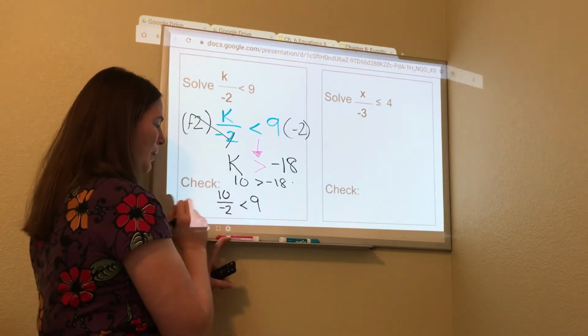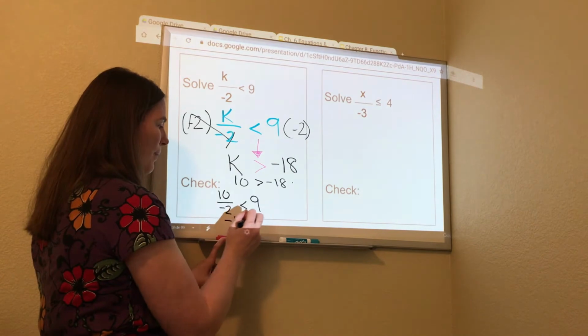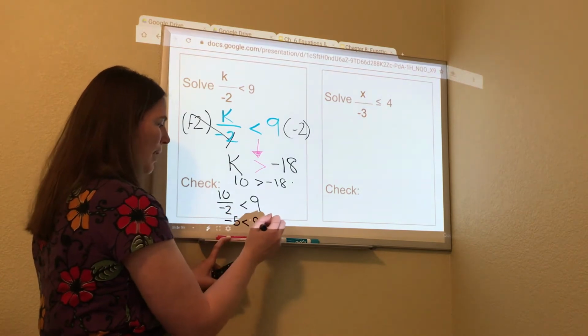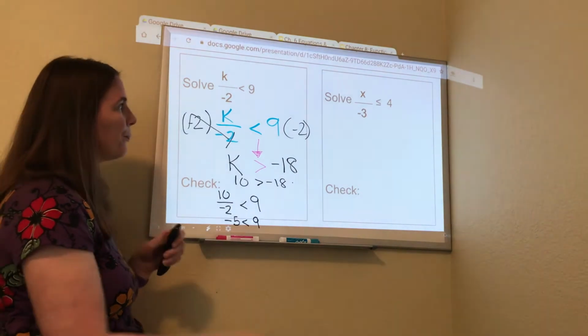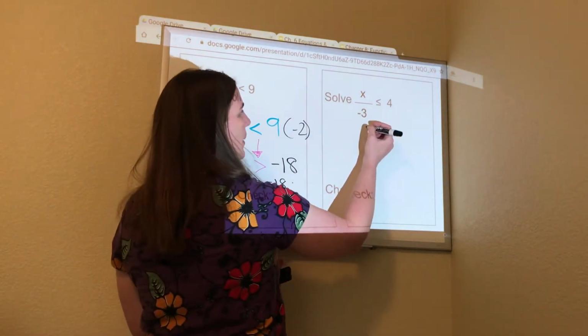10 divided by -2 is -5. Is -5 less than 9? Yes, so this is true. So let's go ahead and look at this one.